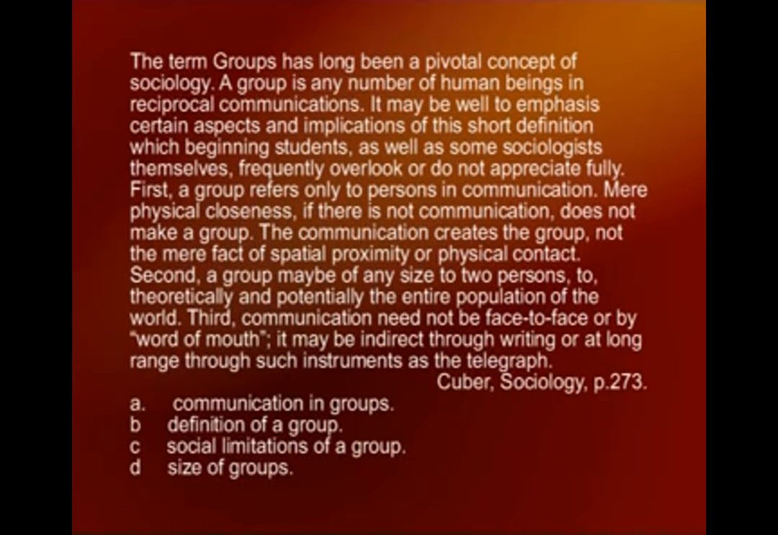Now, at the end you will find four possible answers given to you. A, communication in groups. B, definition of a group. C, social limitations of a group. D, size of groups. Now, which would be the correct answer? Which do you think is the correct topic of this paragraph? I'm sure you've chosen the correct one, which is B. The topic of the paragraph is definition of a group.